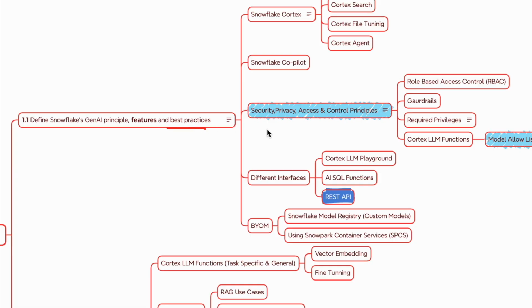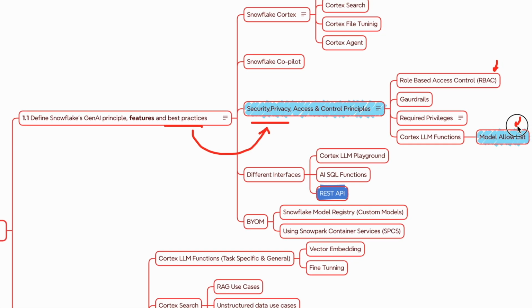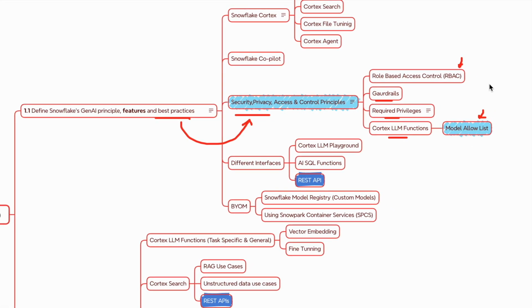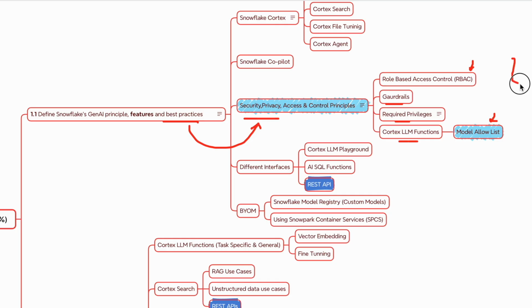Coming to a very important subtopic, which is part of security, privacy, access, and control principles, under which we have this subsection called RBAC, model allowlist, required privileges, database role versus application role, grant and revoke patterns. You must understand how to enable or restrict different LLM models, how access differs by role, why guardrail exists, its impact on cost, behavior, and compliances. This section heavily overlaps with domain 3, so don't skip this one.